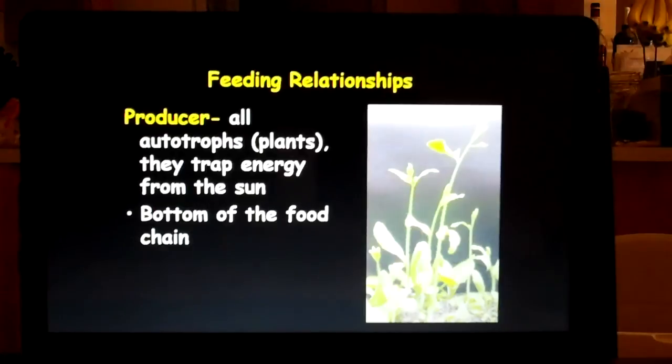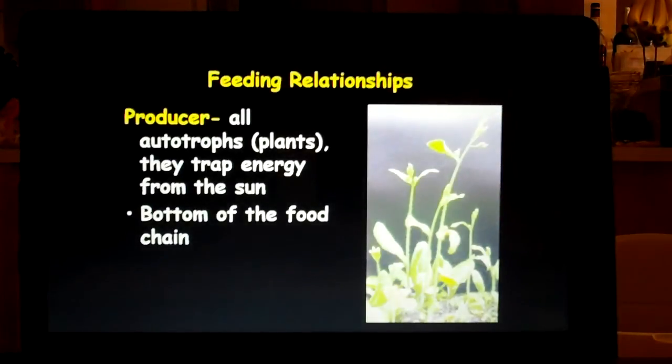So feeding relationships: producers, all autotrophs or plants, trap their energy from the sun. And remember, we do this by photosynthesis. Think about what the equation is for photosynthesis. You will need these for your OGTs. They are the bottom of our food chain. They are always the bottom of the food chain. And the sun is not included in our food chain, even though it provides the energy for our producers.